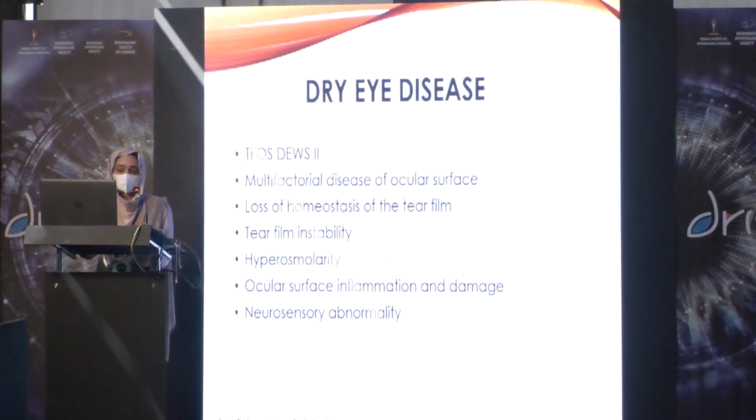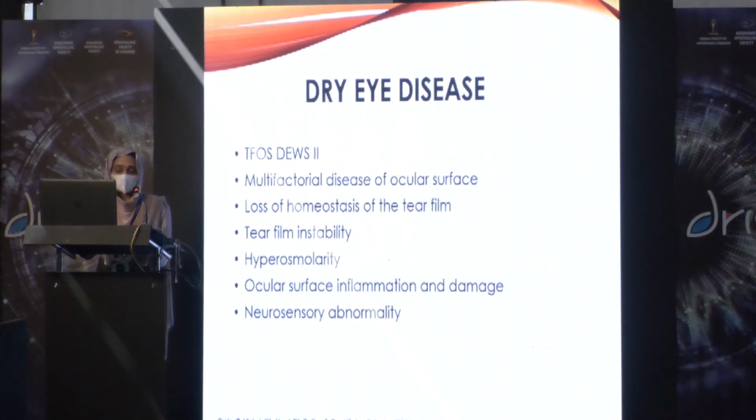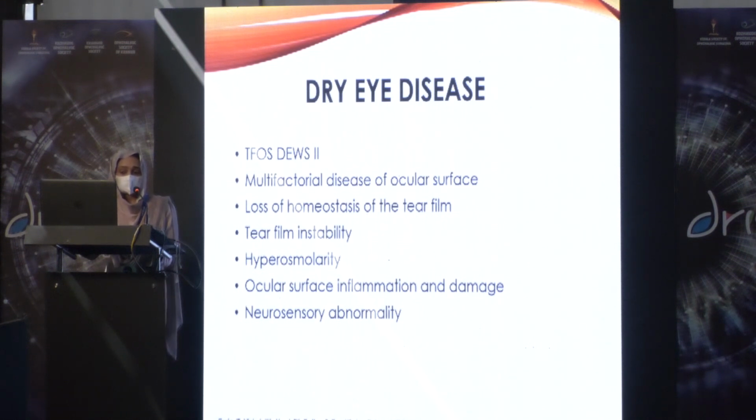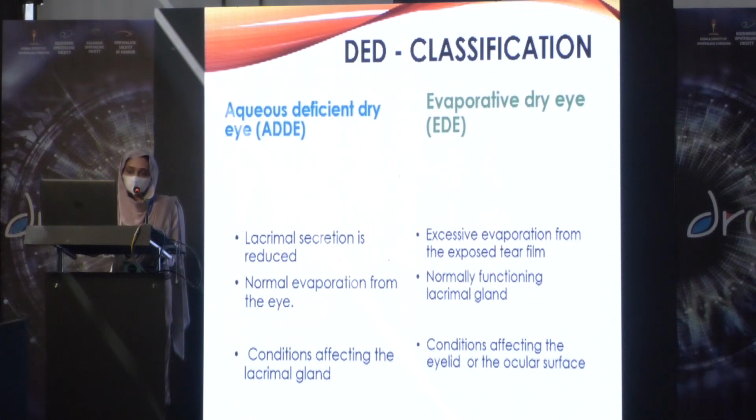DEWS 2 defines dry eye disease as a multifactorial disease of the ocular surface characterized by loss of homeostasis of the tear film, in which tear film instability and hyperosmolarity, ocular surface inflammation and damage, and neurosensory abnormality play etiological roles. Mainly, two forms of dry eye disease are recognized: aqueous deficient dry eye and evaporative dry eye. These two forms can present as single entities or they may overlap, causing a mixed type of dry eye also.